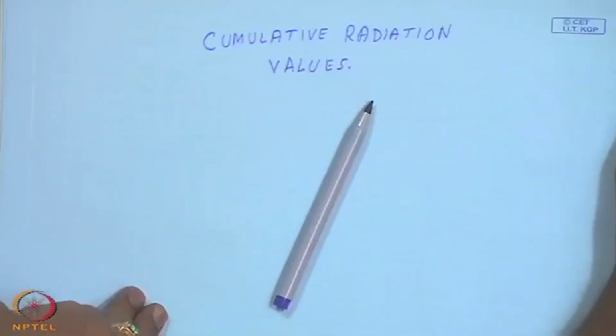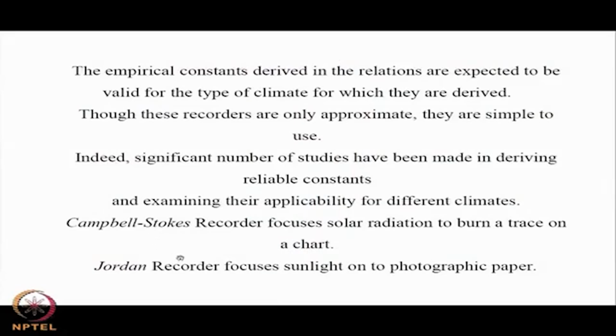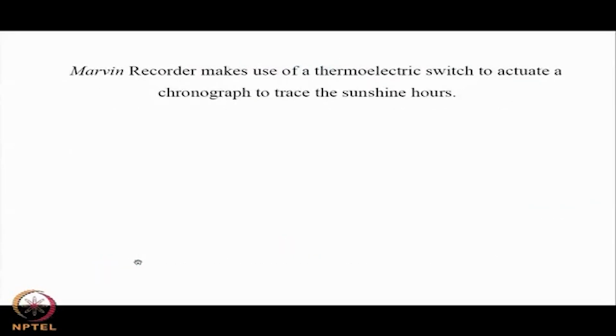So, again, the Campbell-Stokes recorder, the Jordan recorder, these are some of the popularly used sunshine recorders. The Marvin recorder makes use of a thermoelectric switch to actuate a chronograph to trace the sunshine hours.